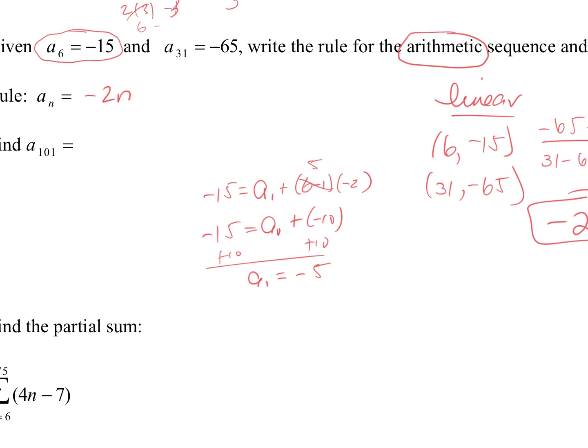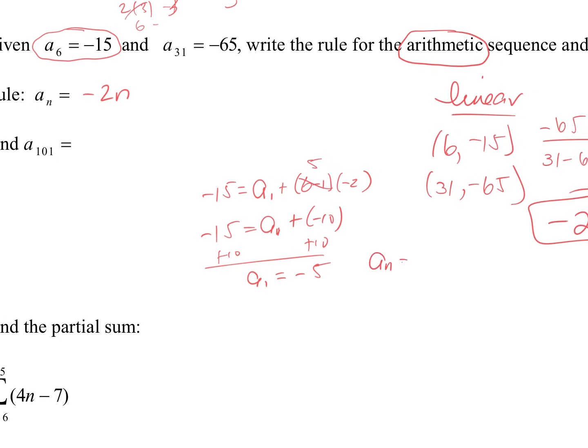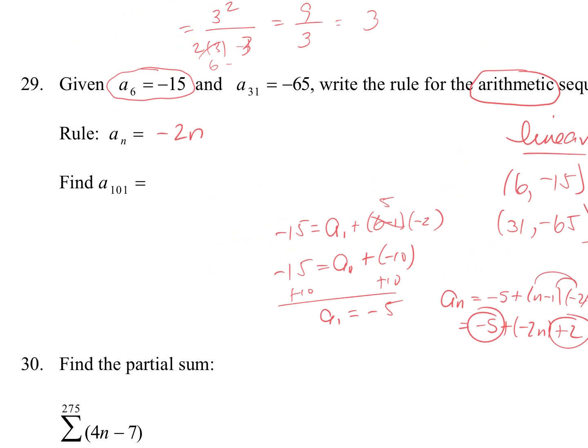So now I have enough information. I can say, okay, a sub n equals negative 5 plus n minus 1 times negative 2, and we distribute. So you have negative 5 plus negative 2n plus 2. When you combine negative 5 and positive 2, what do you get? Minus 3. So there's your rule right there.